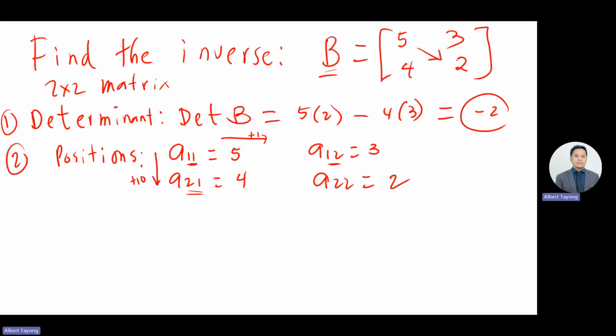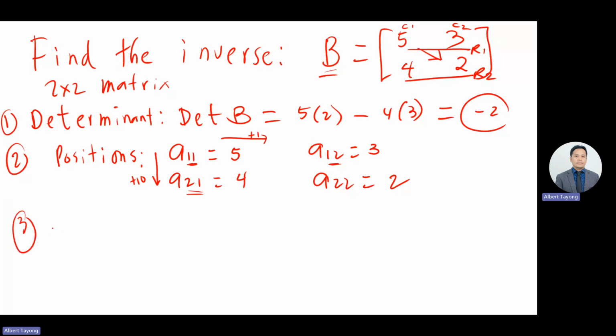I have discussed this already. 1, 1 means row 1, column 1. Okay, and of course, 1, 2 means row 1, column 2. And 2, 1 is row 2, column 1. 2, 2 is row 2, column 2. Right, so that's the first two steps.